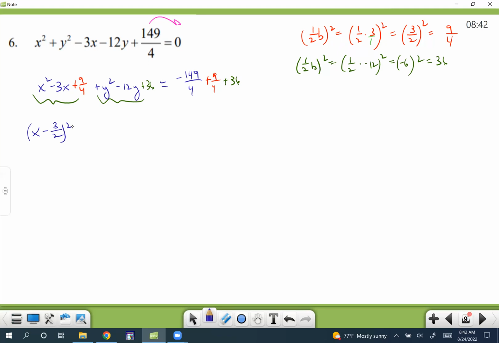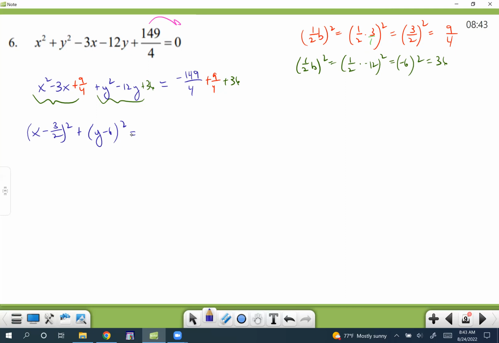And remember, you can just steal the numbers over here on the right before you square, because you literally already took half of 3, right? So just steal that, half of 3, 3 over 2. And then over here, half of negative 12 is negative 6. Again, you can just steal this number over here.